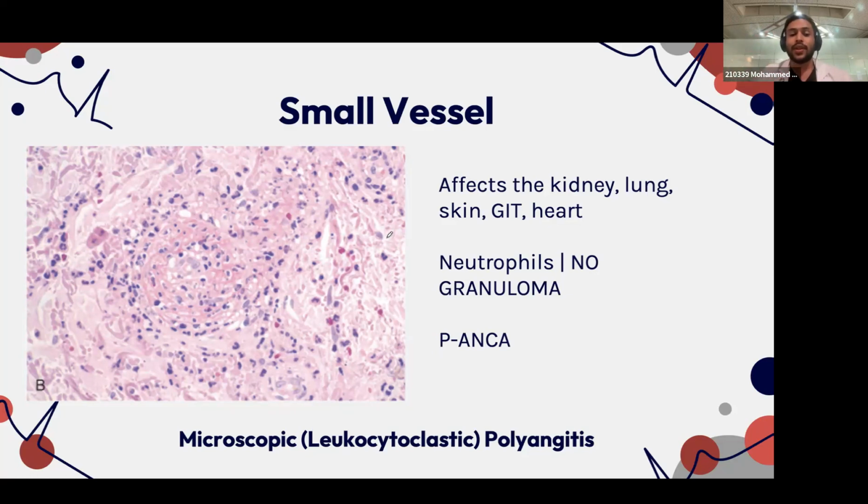The other thing, this one is non-granulomatous, no granuloma. It's neutrophils only, okay? Only neutrophils, okay? So you can see here, this is a polymorphonuclear cell. You can see multiple lobes. Neutrophil. There is no granuloma. The other thing is it's P ANCA positive. Is this clear? Remember these three major differences.